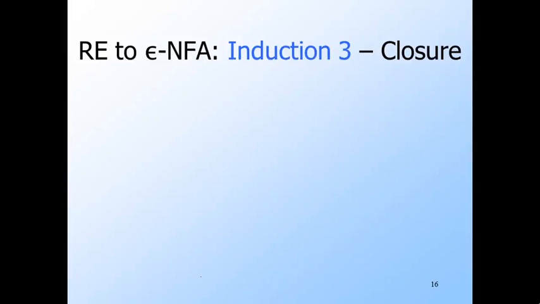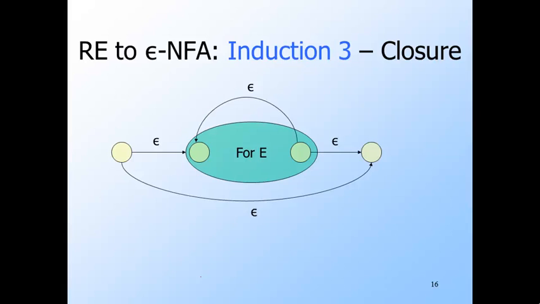Finally, here's the construction for star. Suppose we have an automaton for some expression E and we want to construct the automaton for E star. We add new start and final states, and the old final state is no longer final. There's an epsilon arc from the new start state to the new final state, so epsilon is always in the language of this new automaton. There are three other epsilon arcs as shown.